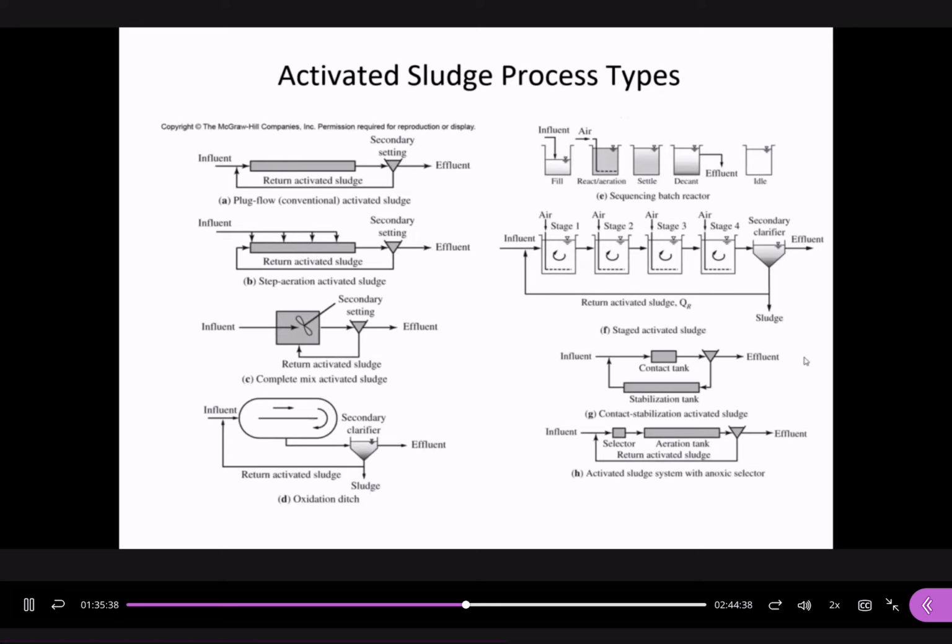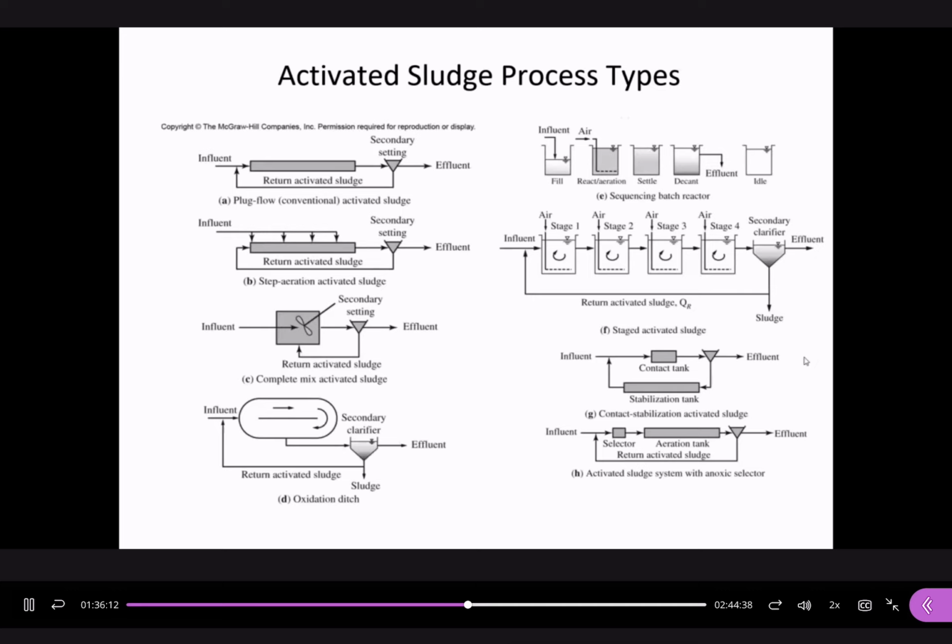And this one, SBR, is not a continuous flow. The other treatment schemes are continuous flow, so you have a constant Q flow rate. But this one is a batch. You have only one tank, right? Fill, react, settle, decant, at different times, in a single tank.